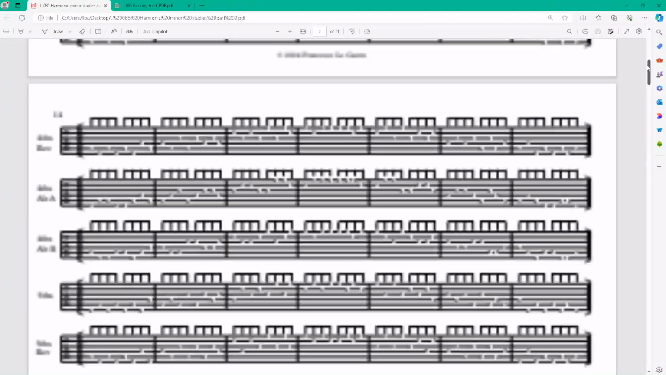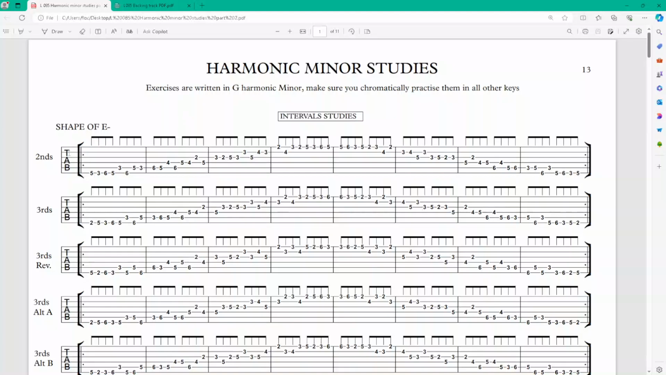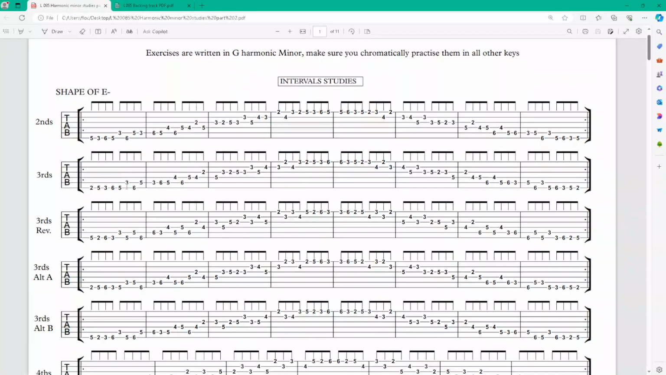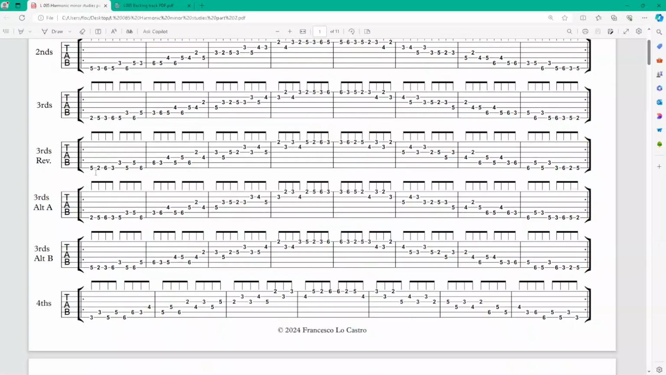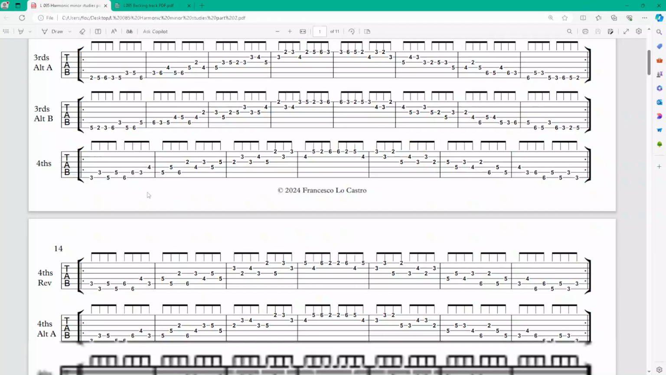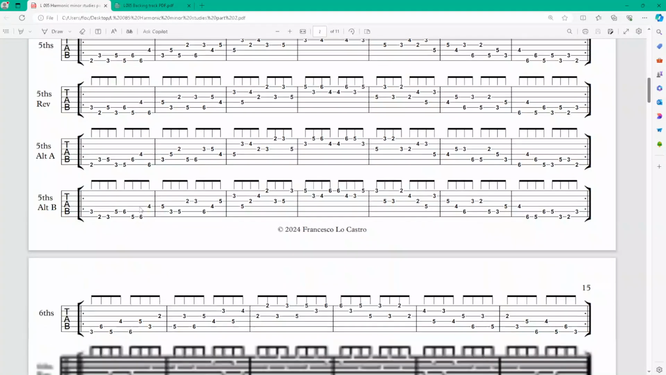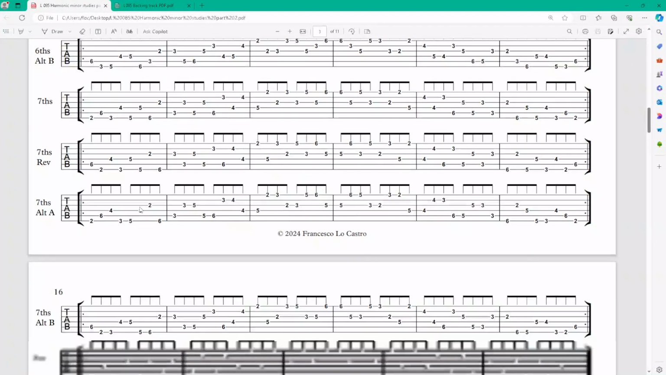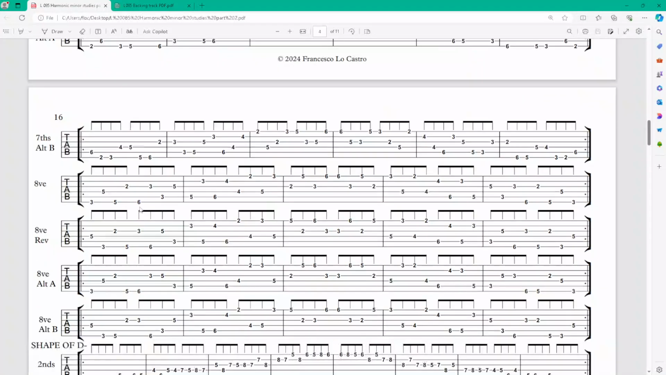If you look at the PDF, basically what's happening here, you have the usual intervals of seconds, thirds reversed, so basically an inversion of this, thirds alternated A and alternated B. And then fourths, interval of fifths, interval of sixths, interval of sevenths, and then octaves.